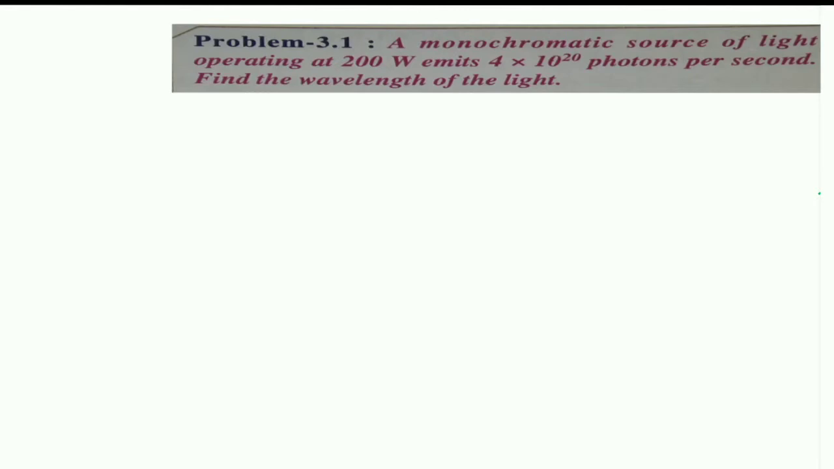A monochromatic source of light operating at 200 watts emits 4 into 10 to the power of 20 photons per second. Find the wavelength of the light. He is asking to find the wavelength of the light.